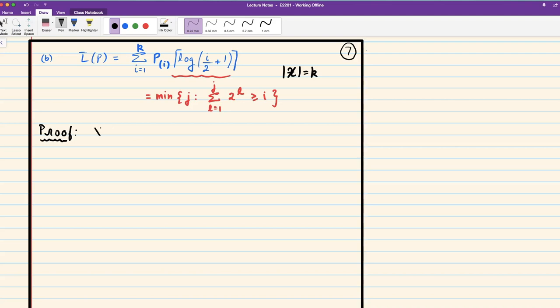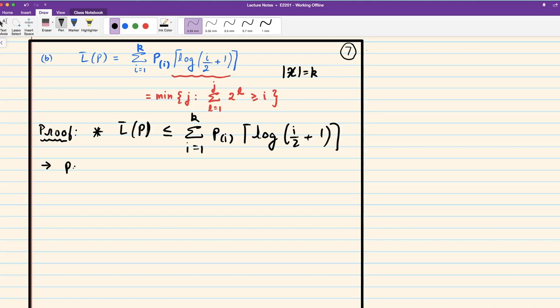As I said, the first part of the proof is to claim that there is a scheme which attains this, in the sense that L bar P is less than or equal to the summation over i equal to 1 to K of Pi times (log of i by 2, plus 1). Okay. So how do we attain this? Which scheme attains this? It's a very simple scheme. First, you arrange the symbols in decreasing order of probability. It's the scheme we discussed earlier.